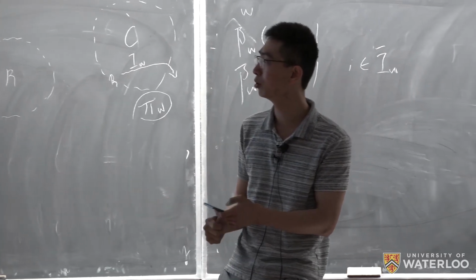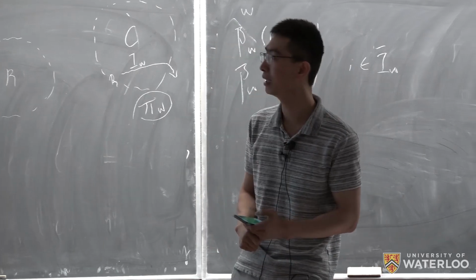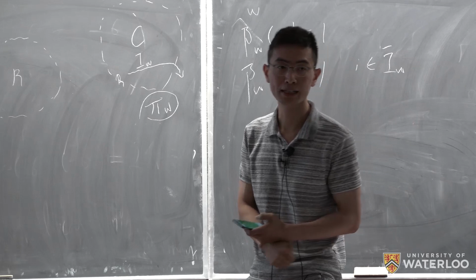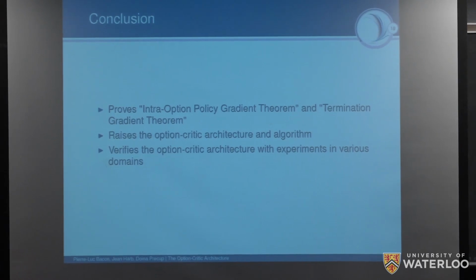To conclude, this paper proved two primary theorems in the option framework and proposed the Option-Critic framework, architecture, and algorithm. Lastly, we evaluated the Option-Critic architecture in different kinds of domains.